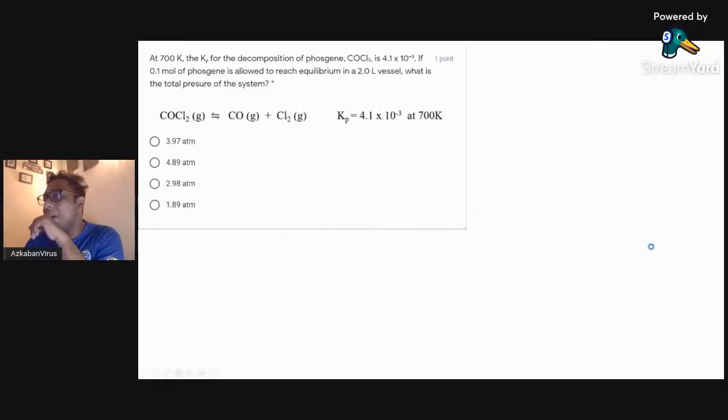Okay, soalan berikutnya. At 700 Kelvin, the Kp for the decomposition of phosgene, COCl2, is 4.1 times 10 to the power of negative 3. If the initial 0.1 mole of phosgene is allowed to reach equilibrium in a 2-liter vessel, what is the total pressure of the system? Okay. So initial pressure adalah, kita cari dulu P initial dia.